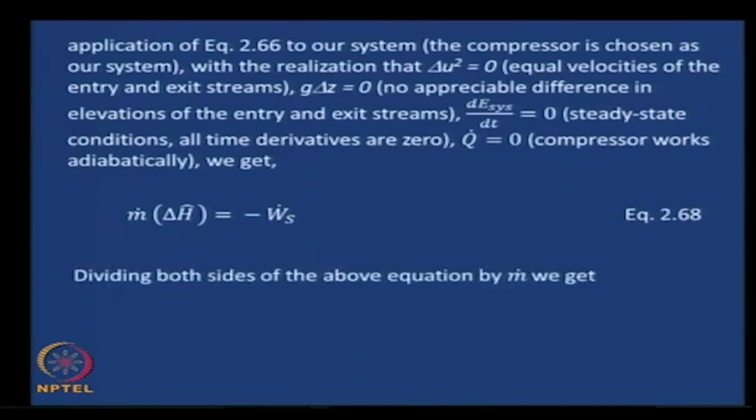Now, if we divide both sides of the above equation by m dot, we get delta H hat equals minus Ws dot divided by m dot, and we automatically get minus Ws, the rate part goes away. This is per unit mass, of course; you need to recognize that this is shaft work per unit mass. Let us call that equation 269.